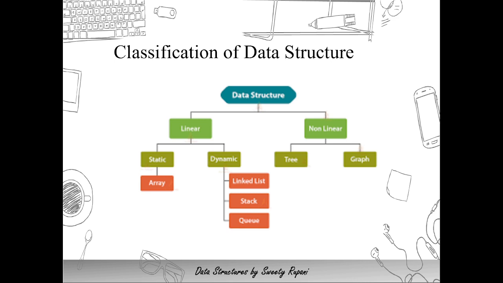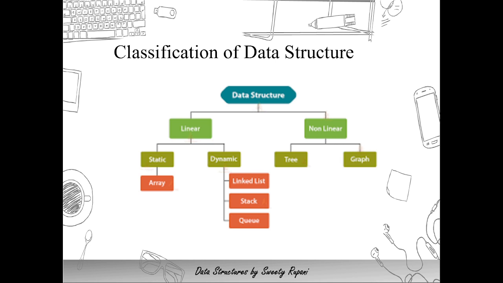Now let us have a look at the classification of data structures. Data structures are broadly classified into linear and non-linear data structures. When we say that a particular data structure is linear or non-linear, this classification is on the basis of how the data is accessed rather than how the data is stored. This is very important. People make mistakes.